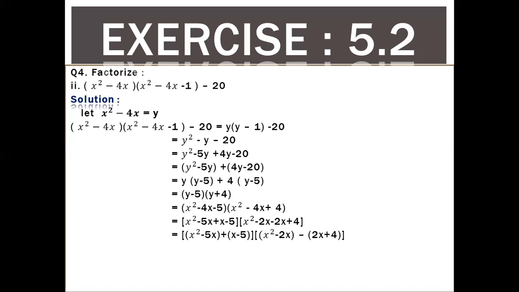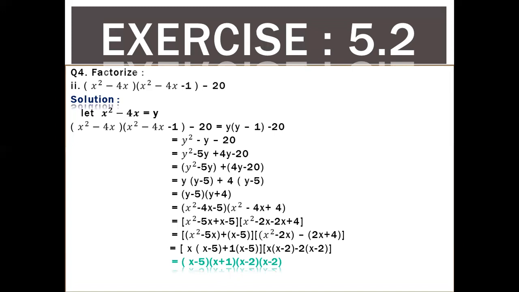Again make the pairs: x² − 5x and x − 5, and in the other bracket x² − 2x and −2x + 4. We take −2 common, and it will be −2x + 4. By mistake I wrote plus here, but it will be −2x + 4. In the other step, x(x − 5) + 1(x − 5), x(x − 2) − 2(x − 2). Only you change the sign in −2x + 4. The answer of the required question is (x − 5)(x + 1)(x − 2)(x − 2).